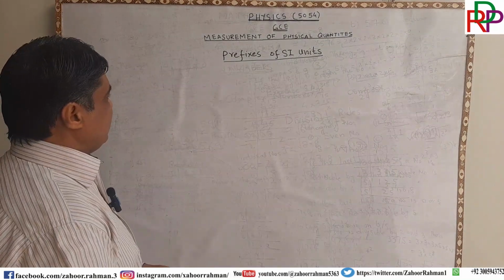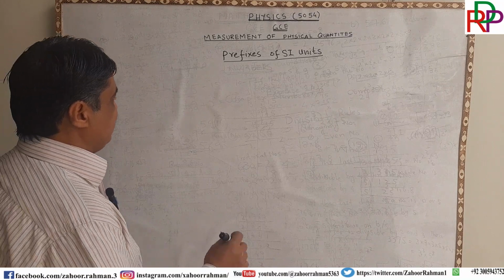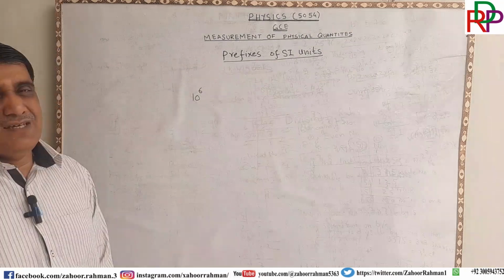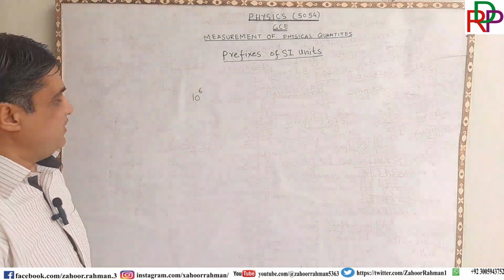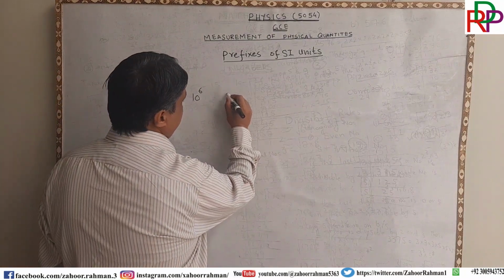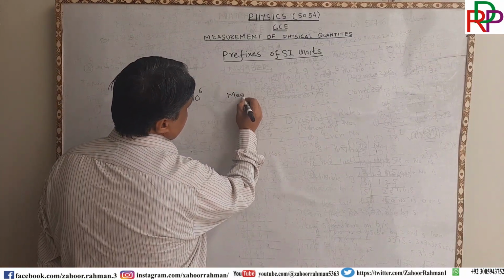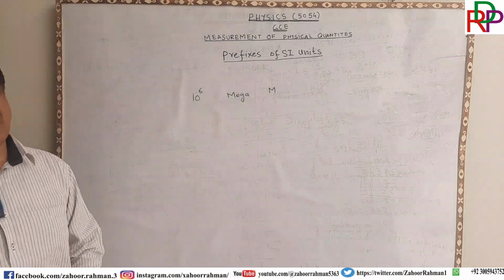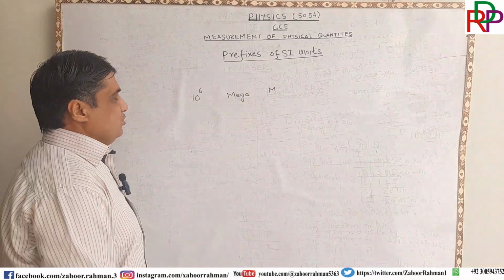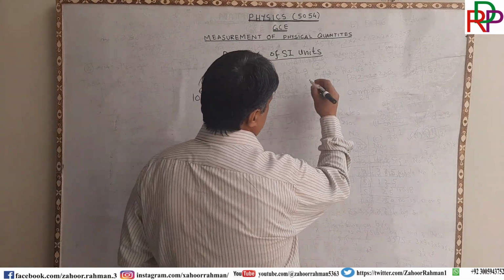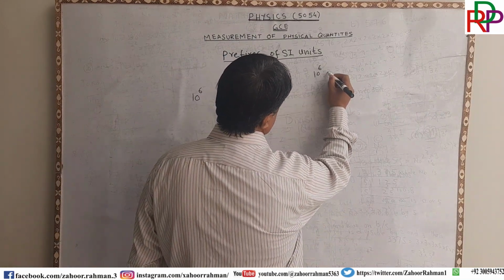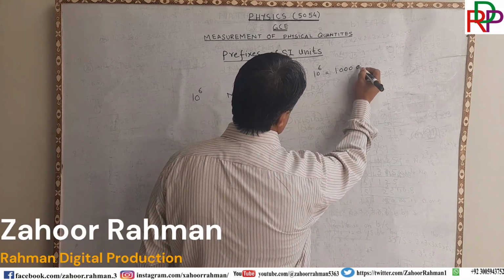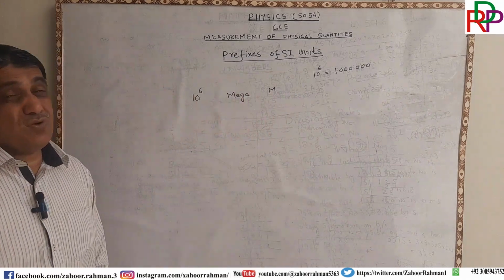Now in the book there is a table in which it is written 10 raised to the power 6, which is a short form of mega, and that is denoted by the symbol M, capital letter M. So if we want to write 10 raised to the power 6 in the common way, then we have to put 6 zeros with 1, which is quite a large number.